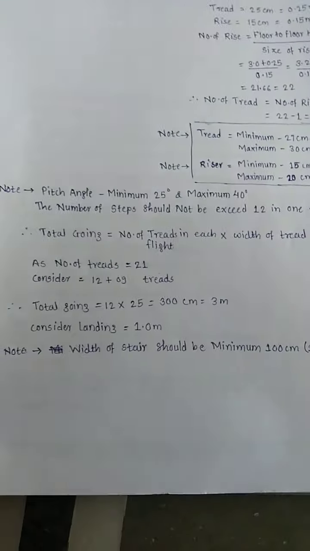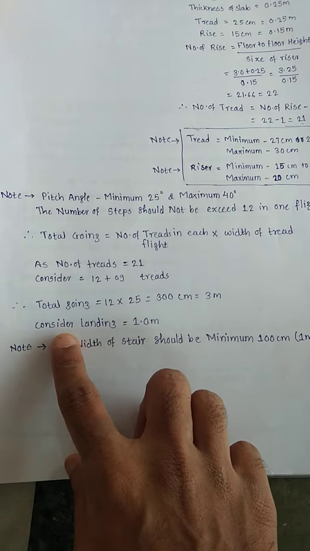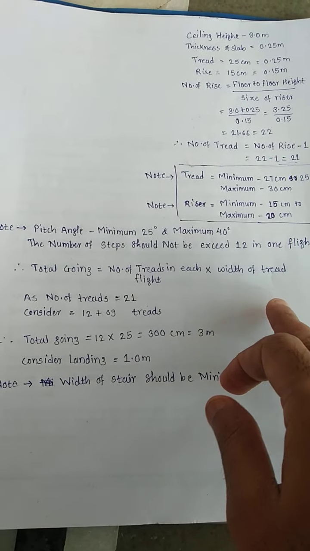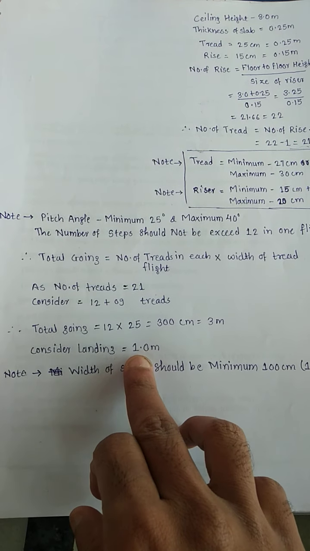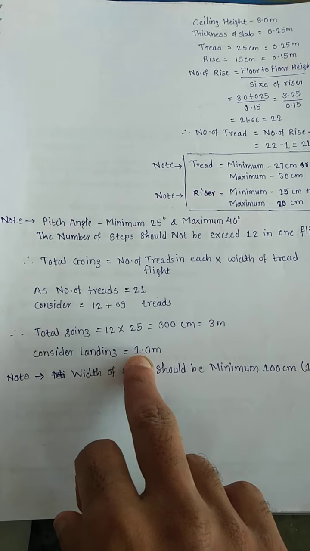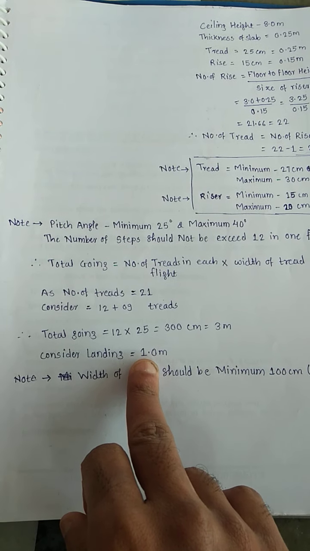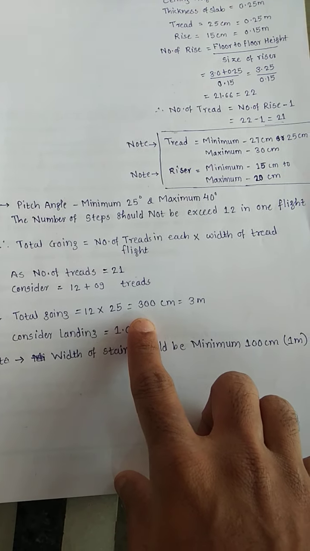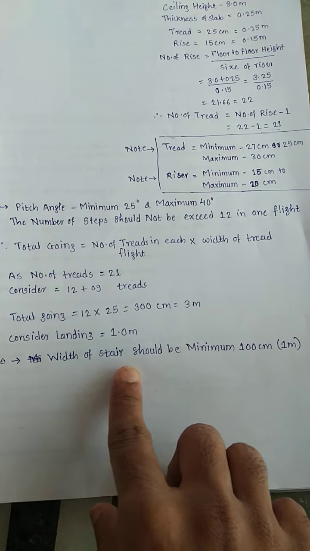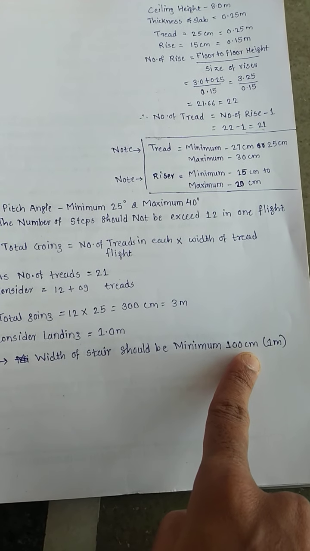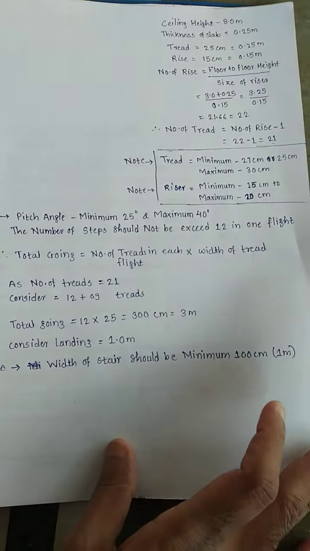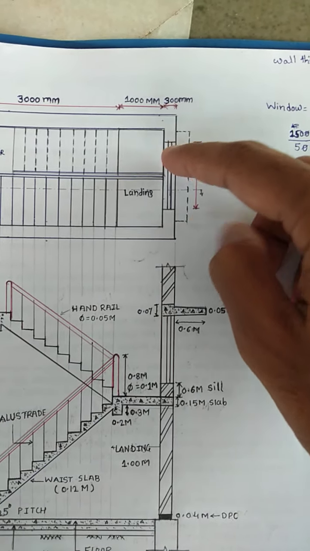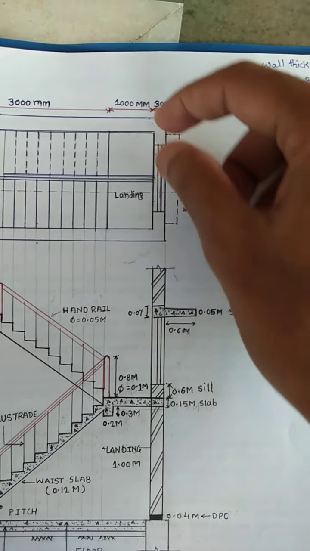The next: the landing should be about 1 meter. It can be more in the case of public buildings, and it is restricted to 0.8, 0.9 or 1 meter in residential buildings. Then the width of the stair should be a minimum of 100 centimeters. The width of the stair here, we consider as 1 meter. You can see this is the width of the stair, so this should be 1 meter.